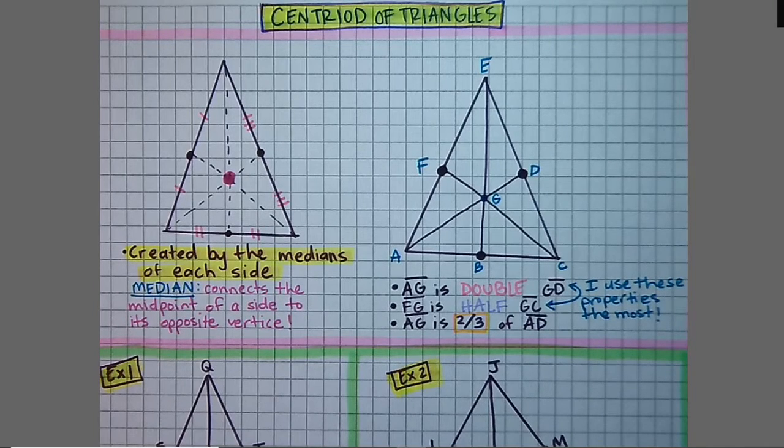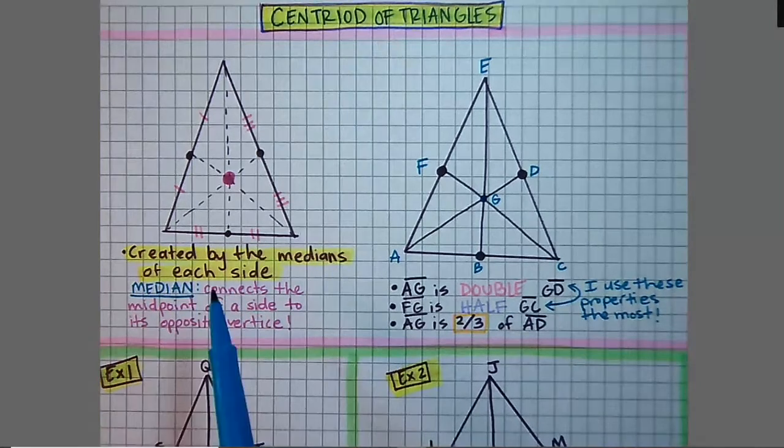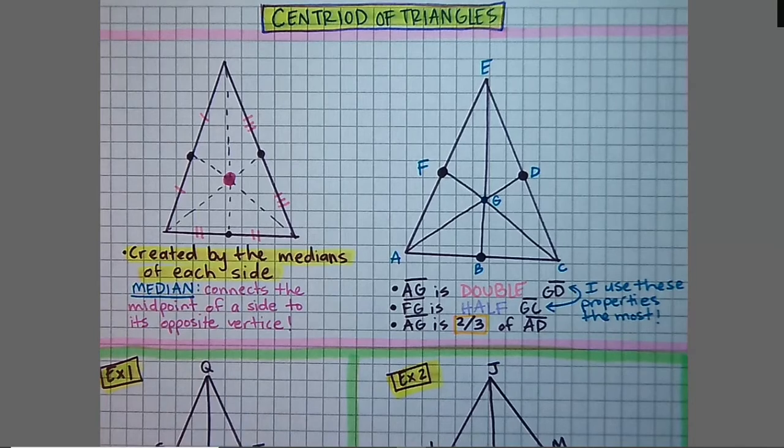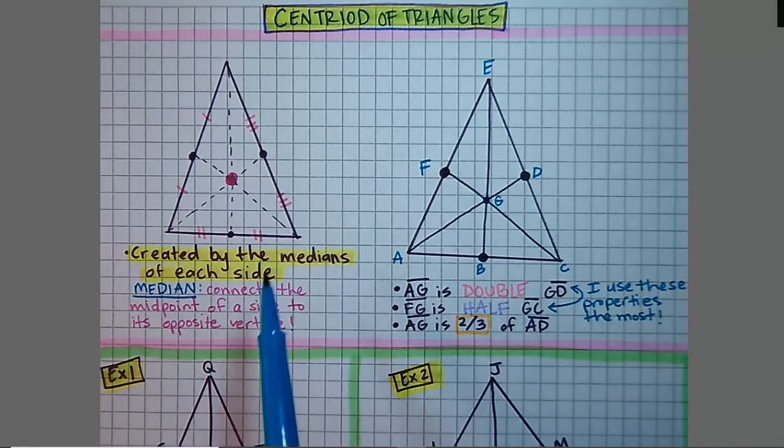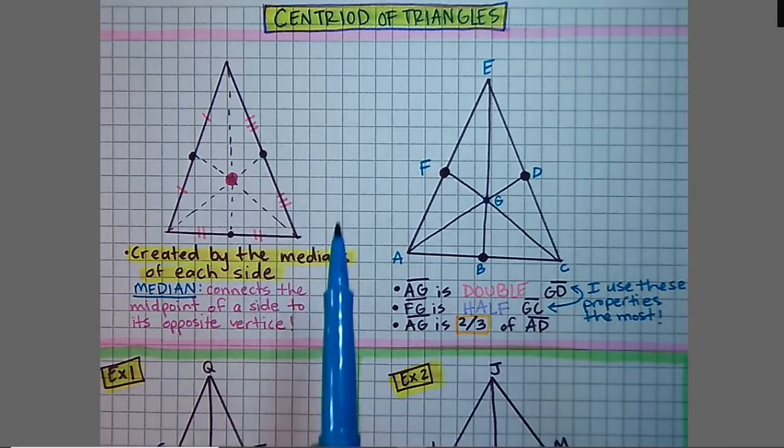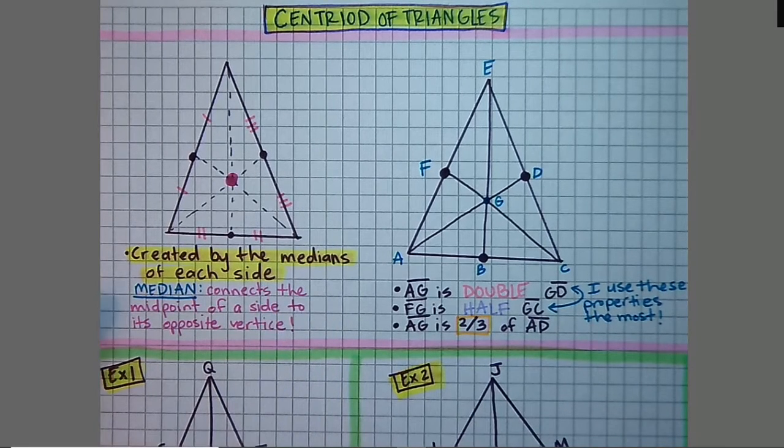Coming back in, we are going to go over the last center of a triangle, which is the centroid of a triangle. Before, we were talking about the circumcenter and the incenter. The circumcenter was created by the perpendicular bisectors. The incenter was created by the angle bisectors, and now we're going to do the median, the centroid, which is created by the medians of each side.